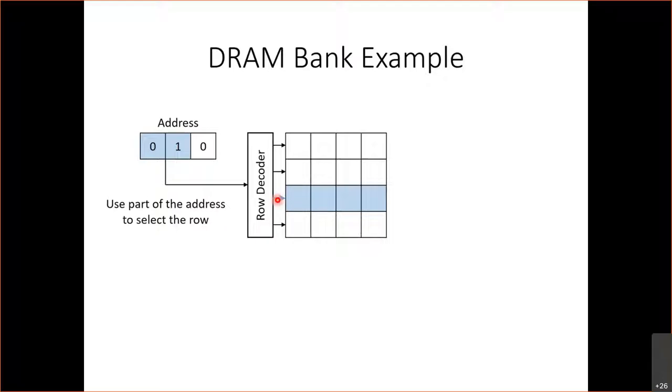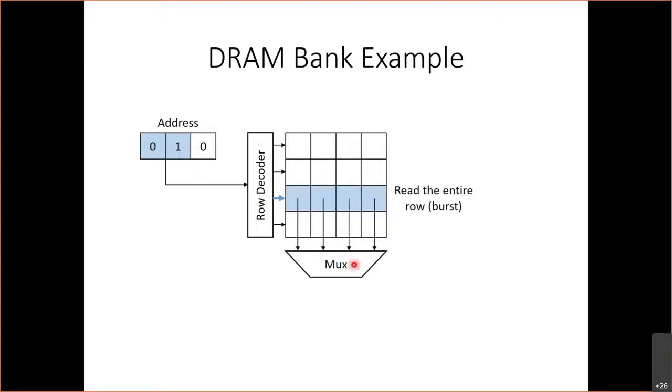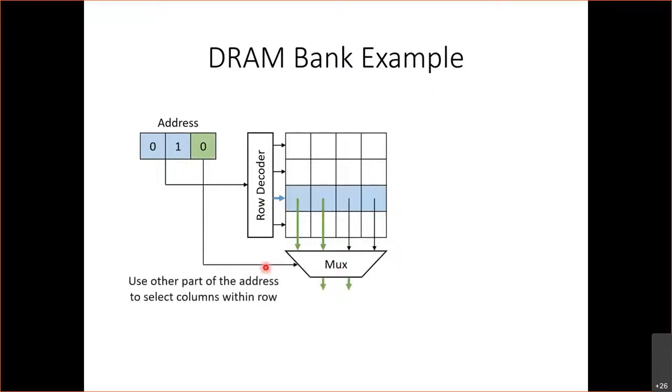So the point is that I use this address to activate one row, and then I read this row, I read the entire burst into my MUX. And then I want to select which part of this entire burst I want, and for that I'm going to use this 0 as my column address. And then this 0 will select this part of the data that I read and provide it to my processor. So I'm going to use the other part of the address to select columns within a row.